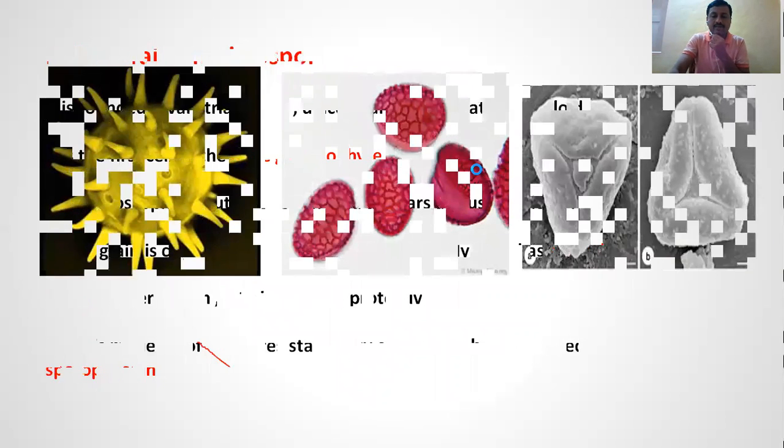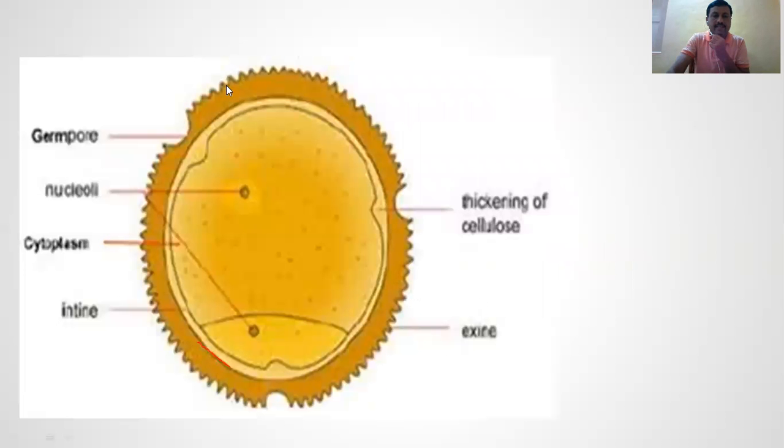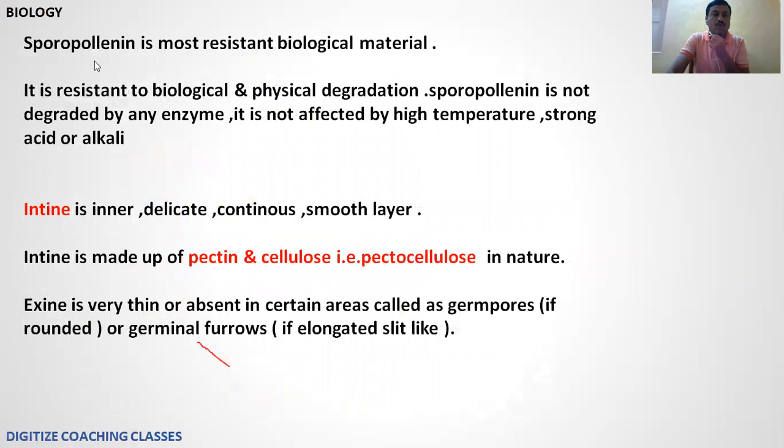Okay, then next. This wall of the exine, the spiny wall, is developed by sporopollenin. Sporopollenin is the most resistant of biological materials. It resists biological and physical degradation. Sporopollenin is not degraded by any enzyme, and is not affected by high temperature or strong acid or alkali.